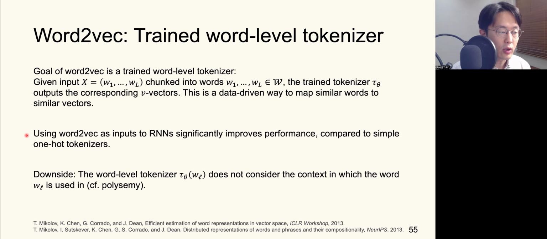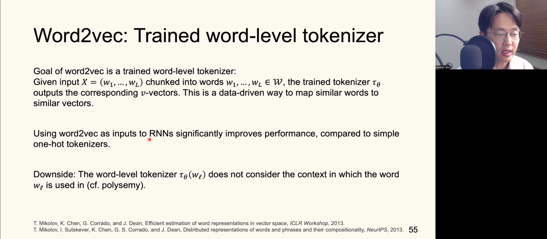But if you replace the tokenizer with word2vec, so instead of assigning a one-hot vector to all the words, we assign the v vectors that were obtained through the training of word2vec as the output of the tokenizer, and if we feed those v vectors into the RNN, that significantly improves performance.